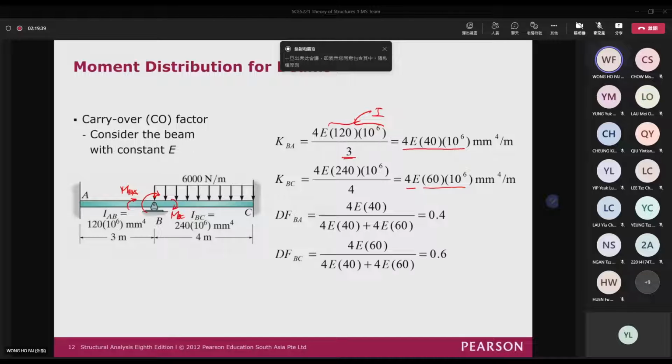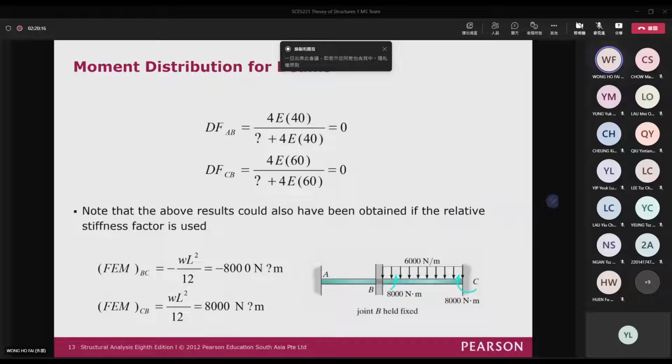So the distribution factor on BA is the K on BA divided by the total K. So it is equal to 0.4, and the other side is equal to 0.6. That means if I have a moment applied to joint B which is equal to 10, then 4 will go to BA, and then 6 will go to BC, okay? That means it will distribute into 2 moments.